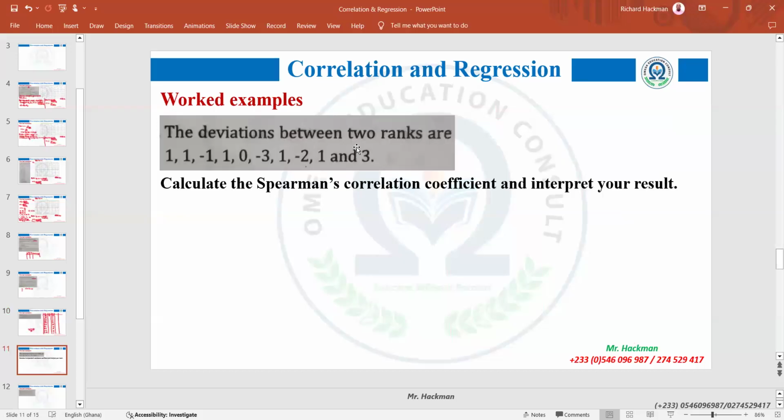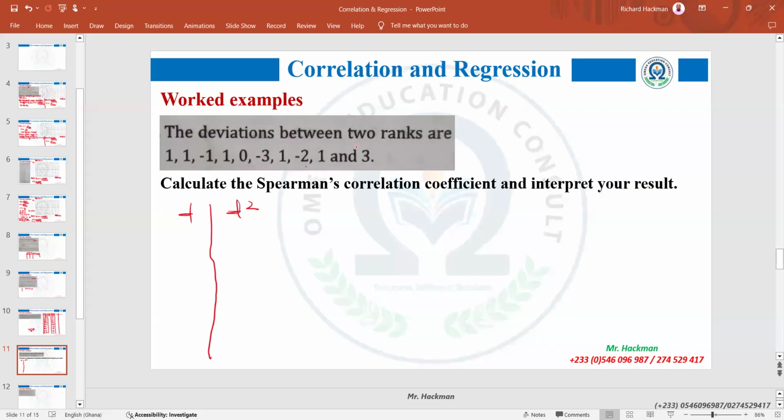You've been given D. So when you build your table, the first thing that you write will be D. After that, you come and find D squared. Then you put your formula and you do the needful. All correct? Yes, please. Take notes.